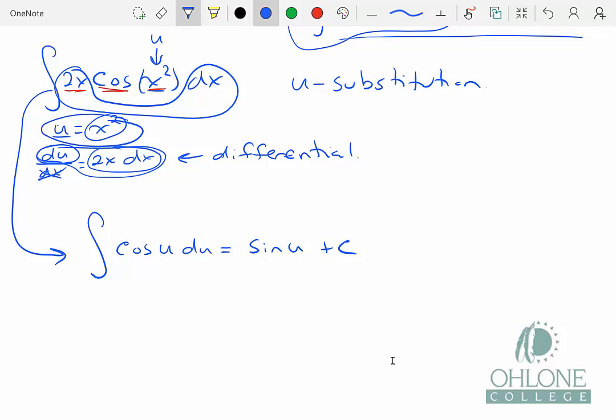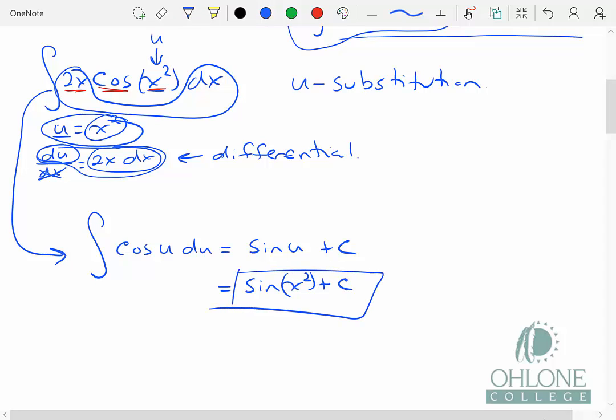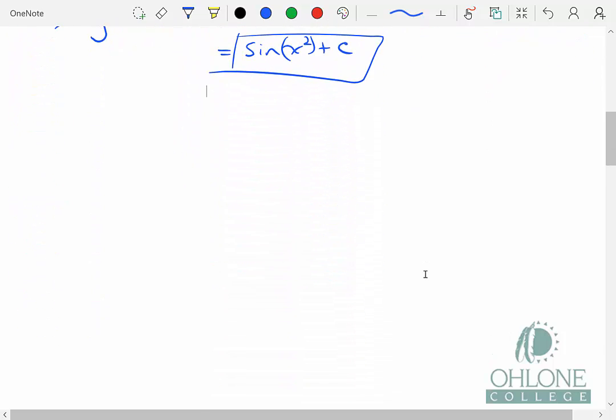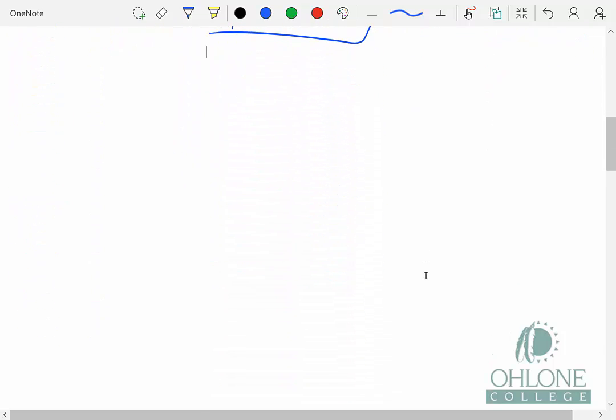So I take advantage of the fact that u is equal to x squared to make this be the sine of x squared plus c. And that gets me back to where I started. All right, there's no way that you can see one example of this and think that it's clear, so let's look at a couple more examples.